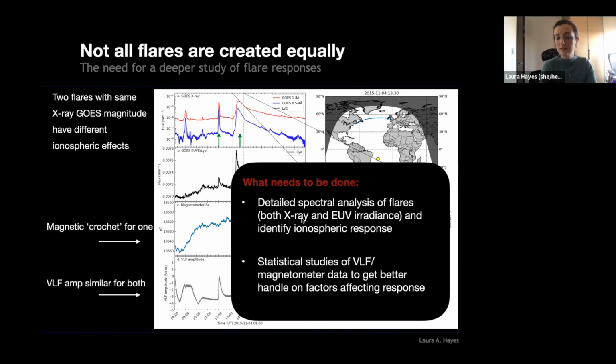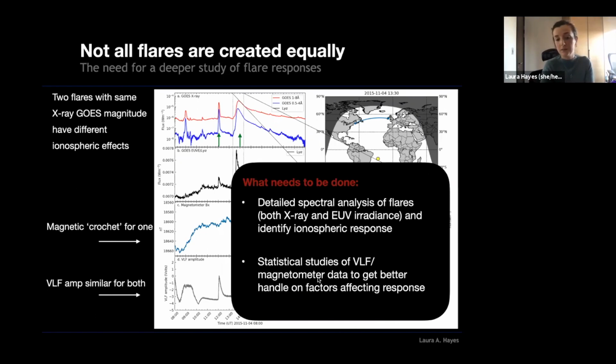So again, what needs to be done and where we need to go is look at detailed spectral analysis of flares, both in the X-ray regime and the EUV regime, and try to identify this ionospheric response through the whole ionosphere. At the moment, we're really looking at it in different sections, but we really need to look at it as a whole system. And I think even just to start off, we should do further statistical studies of VLF and magnetometer data.